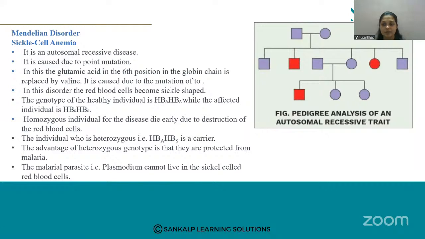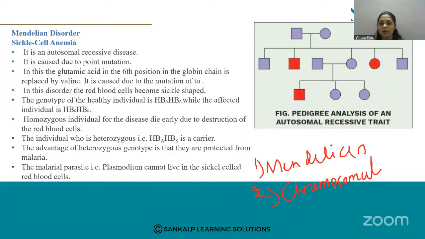Mendelian disorders. So there are mainly 2 types of disorders. What are these 2 types? The first one is Mendelian disorders, and the second one is chromosomal disorders. Mendelian disorders and the chromosomal disorders.